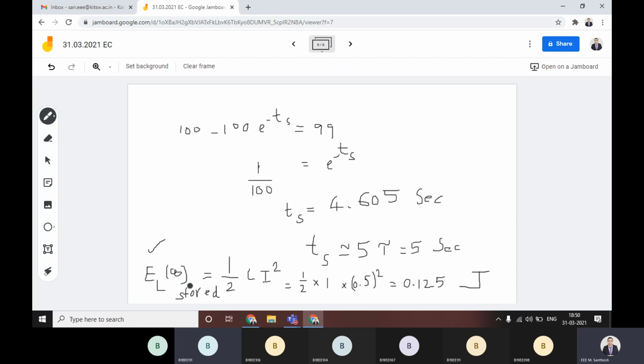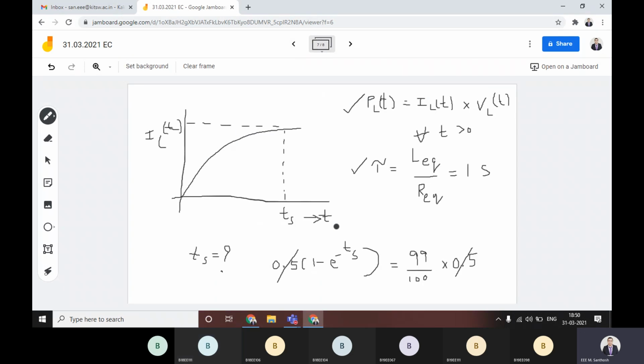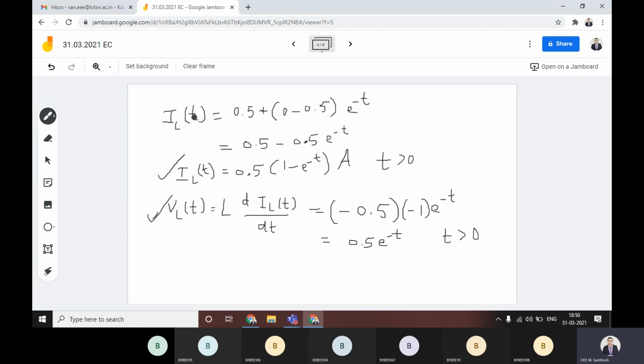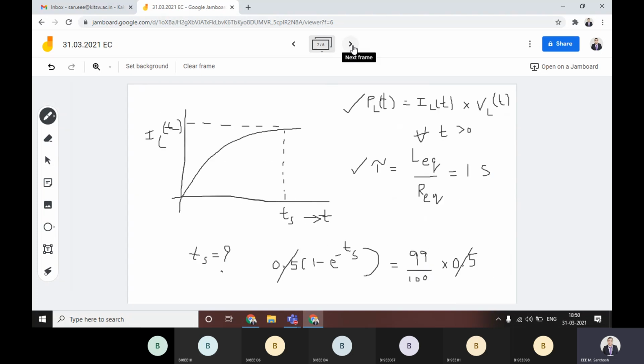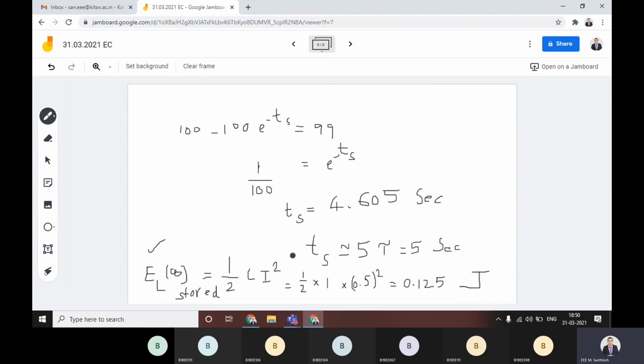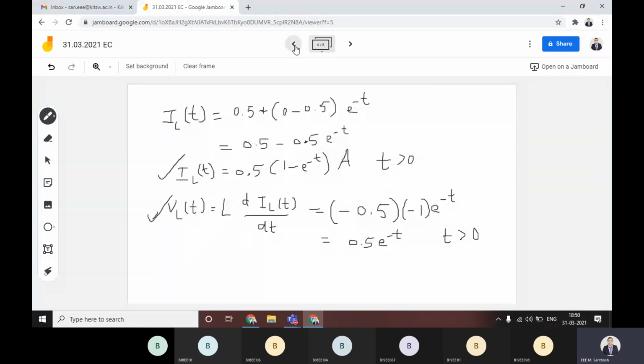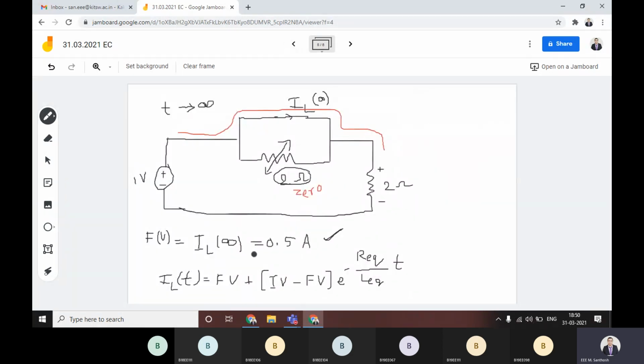Sir, IL is 0.5, but then there should be 1 minus e power minus t. That actually we are taking the steady state value. 0.5 is the steady state value. At t is equal to infinity, the magnitude is 0.5. For that reason, we have taken 0.5. Here the magnitude for calculating this current, that magnitude value we have considered. You can see here IL final value is equal to 0.5. That is at steady state.